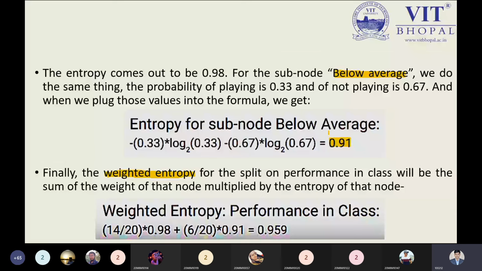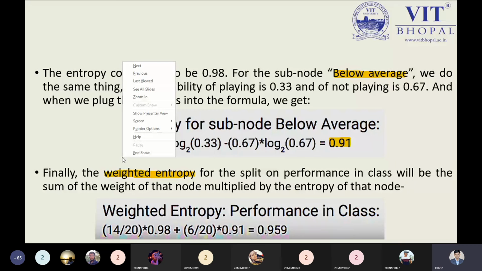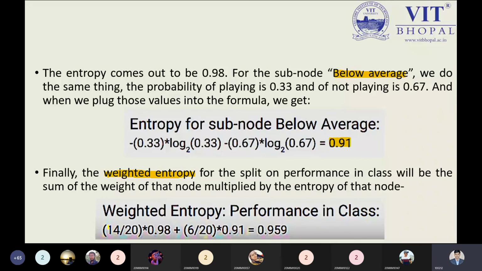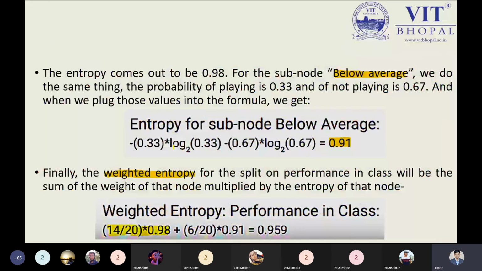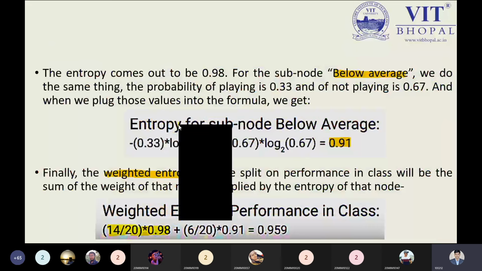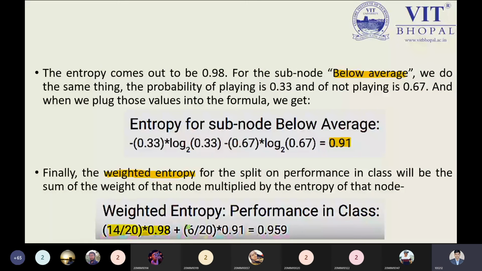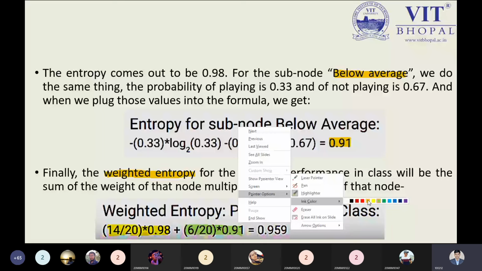So the weighted entropy comes from these two parts: 14 divided by 20 multiplied by the entropy value of this node, plus the entropy value of the other node multiplied by 6 divided by 20. And ultimately we get the value 0.595. Now is it clear how we are getting the weighted entropy?